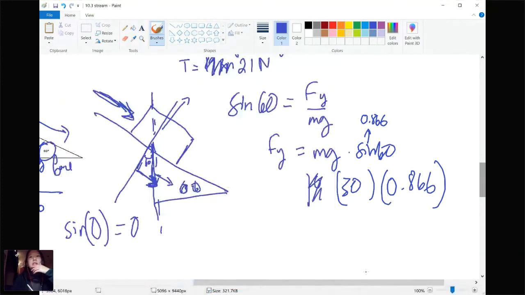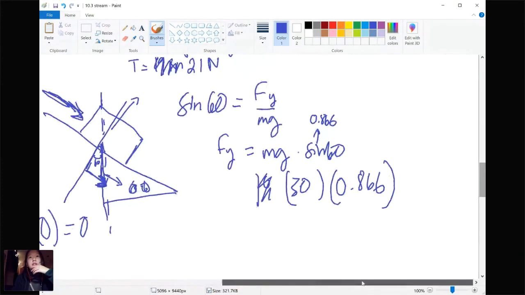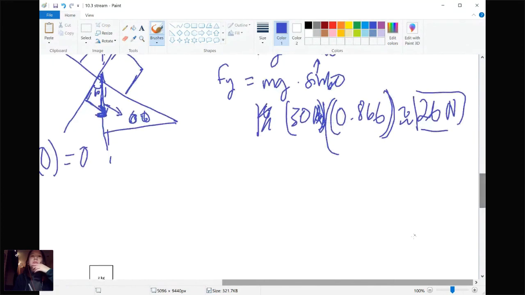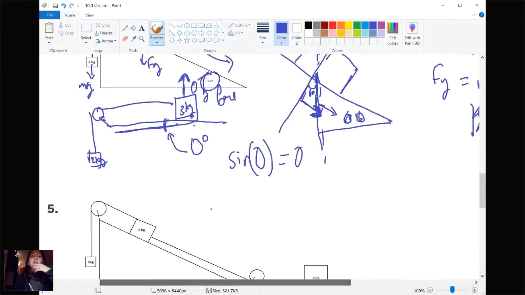It's about 26. Hold on. Oh, this is in newtons. So this is in newtons, and this is just the ratio of the force that's going to be in that direction. It's going to be 26 newtons. So let's go back to the traditional way that we like to approach these things. So there's 26 newtons acting downwards.